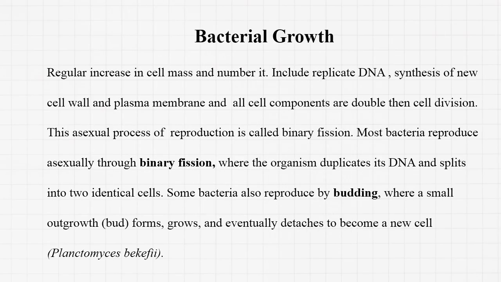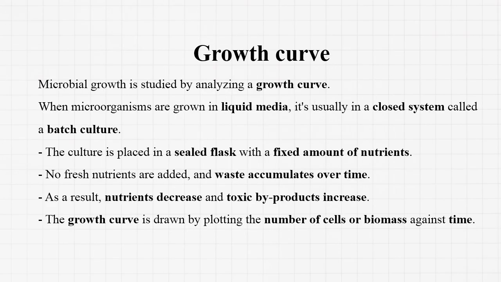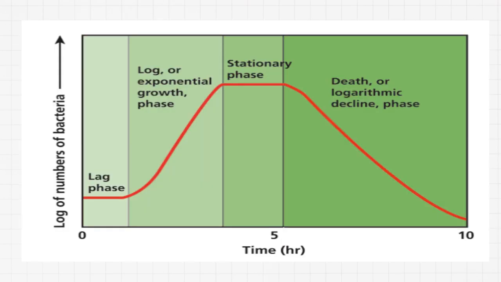Let's move on to bacterial reproduction and how cells grow. Bacteria grow by binary fission. They double their components and split into 2. To understand how bacteria grow over time, we use something called a growth curve. In a closed liquid culture, bacterial growth follows 4 phases. We have the lag phase, the log phase, the stationary phase, and the death phase. This figure shows the 4 phases of bacterial growth.